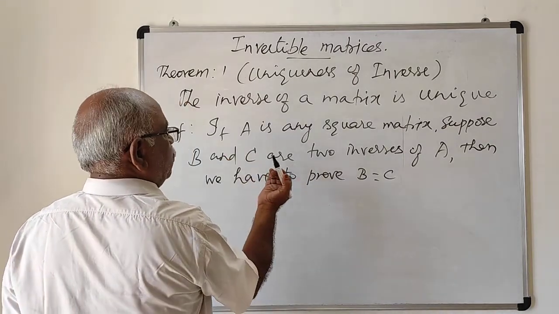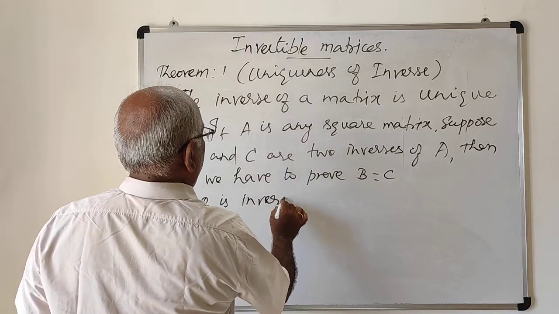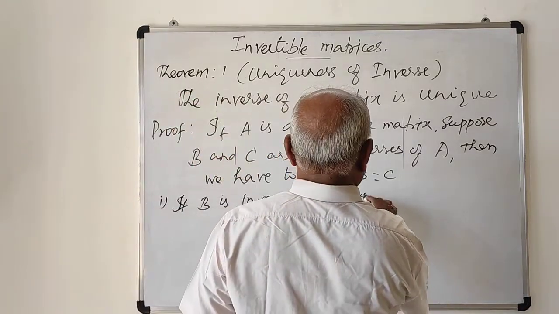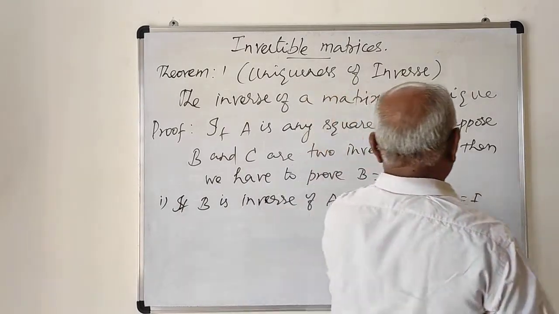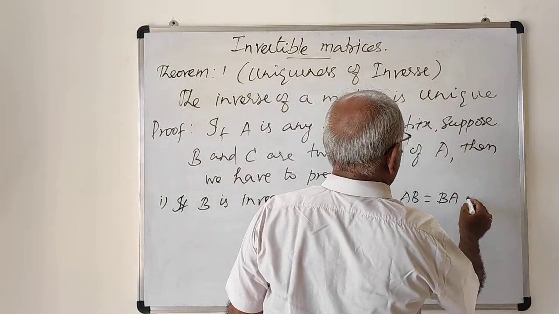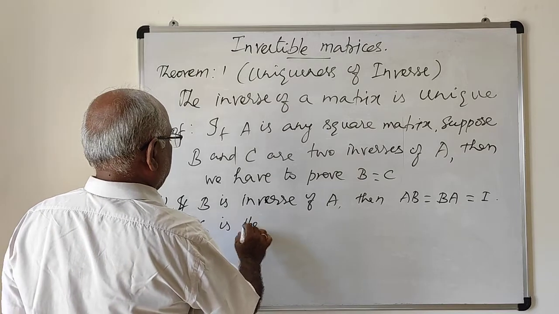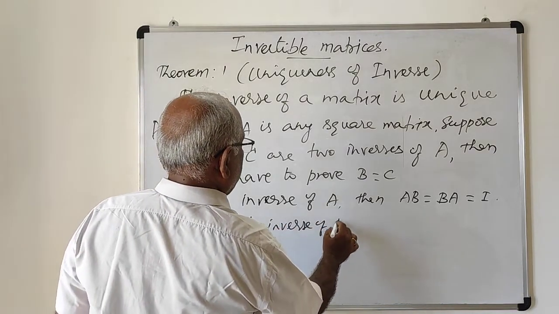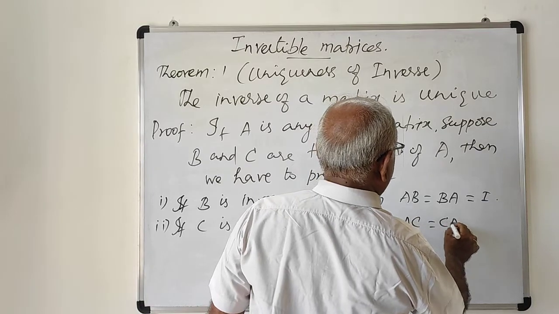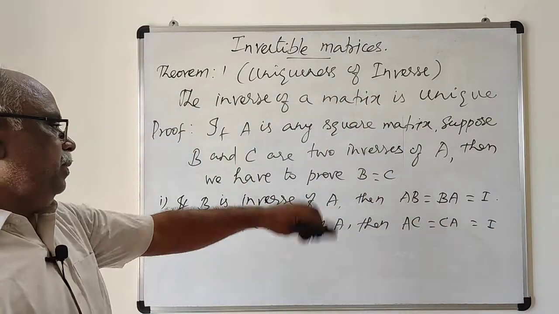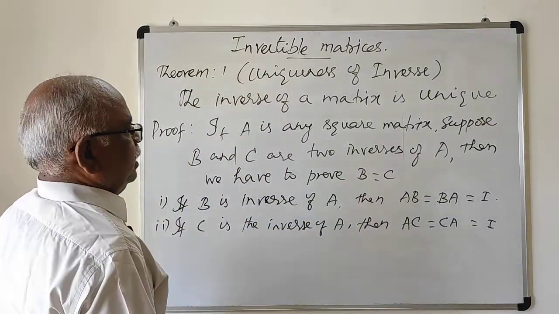Case 1: if B is the inverse of A, then by definition AB equals BA equals the identity matrix I. Case 2: if C is the inverse of A, then AC equals CA equals I. Now we have to prove that B equals C.